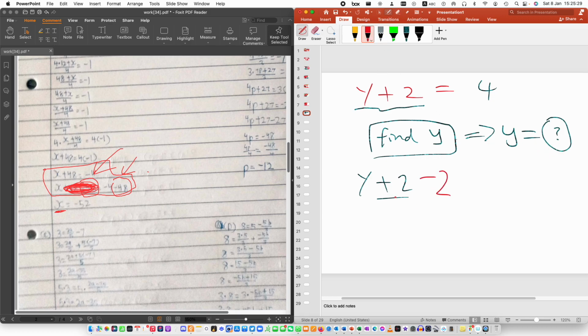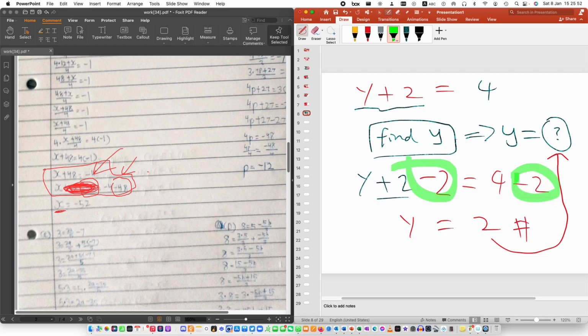Get rid of the plus 2. How do you get rid of the plus 2? Minus the 2. If you minus the 2 on the left, you need to minus the 2 on the right. So can you see that your answer becomes y equals to 2? And y equals to 2 is exactly the format you want. Am I right? So if next time I ask you what's your intention of minus 2 here, you know how to answer, right? What's the intention? To get rid of the plus 2.